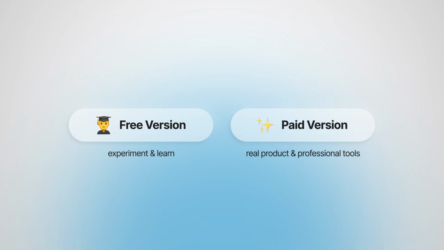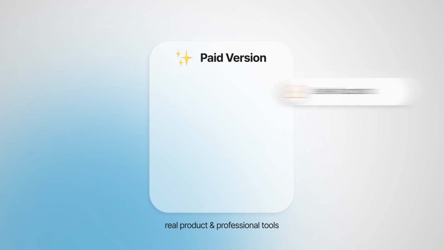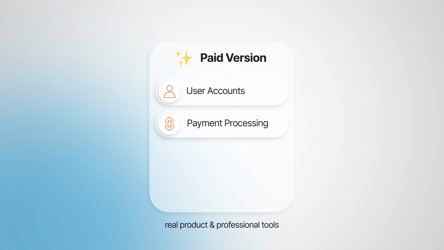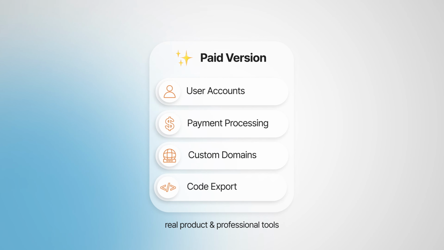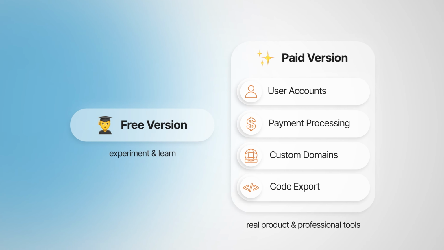But here's the thing. Every vibe coding platform has a free tier that lets you try it out, and a paid tier that gives you the features you need to actually turn the prototype into a real product. Things like user accounts, payment processing, custom domains, and code export. That's true whether you're using Base44, Lovable, Bolt, or really any other tool. The free tier is where you learn and experiment. The paid tier is where you build something real.